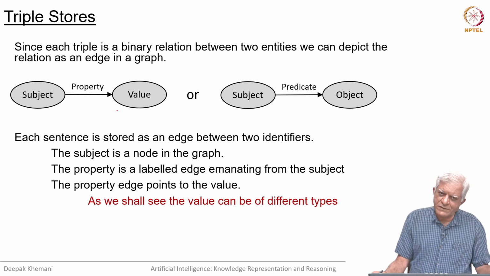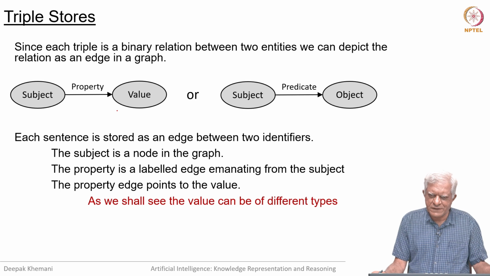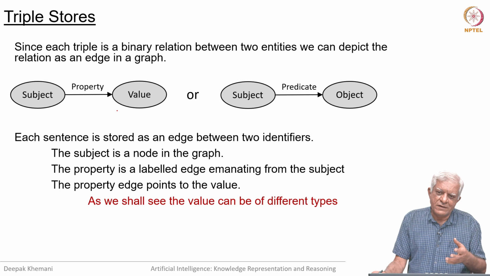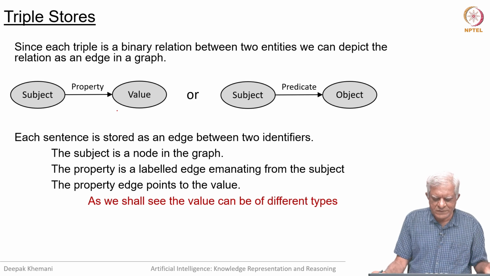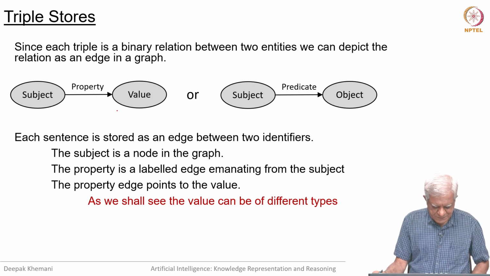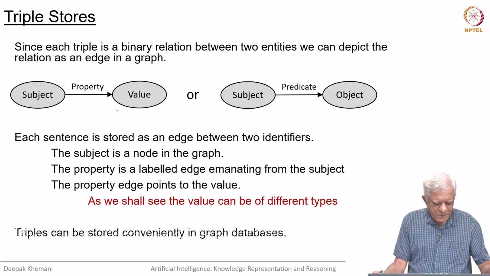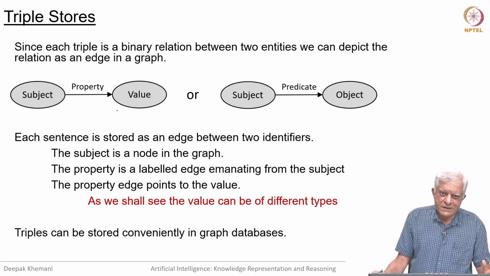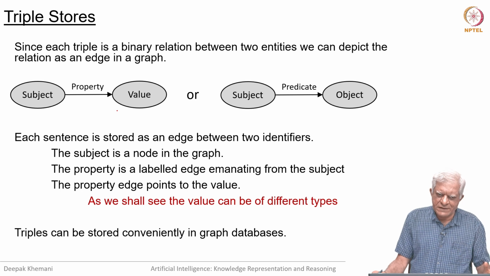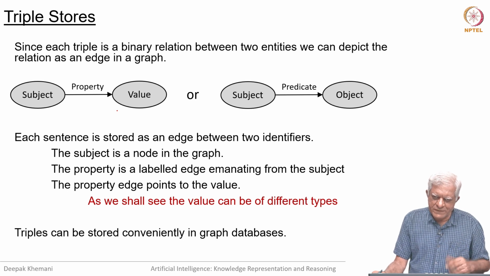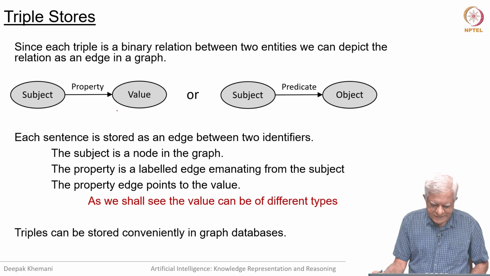The property edge points to a value, and we will see values can be of different kinds. For example, a value can be a date, a value can be a number, a value can be another node which may have its own properties and so on. So, all that kind of complex representation will be possible. They can be stored conveniently in what are known as graph databases, which are different from relational databases, and they have a different query language, and they turn out to be very useful for such representations.